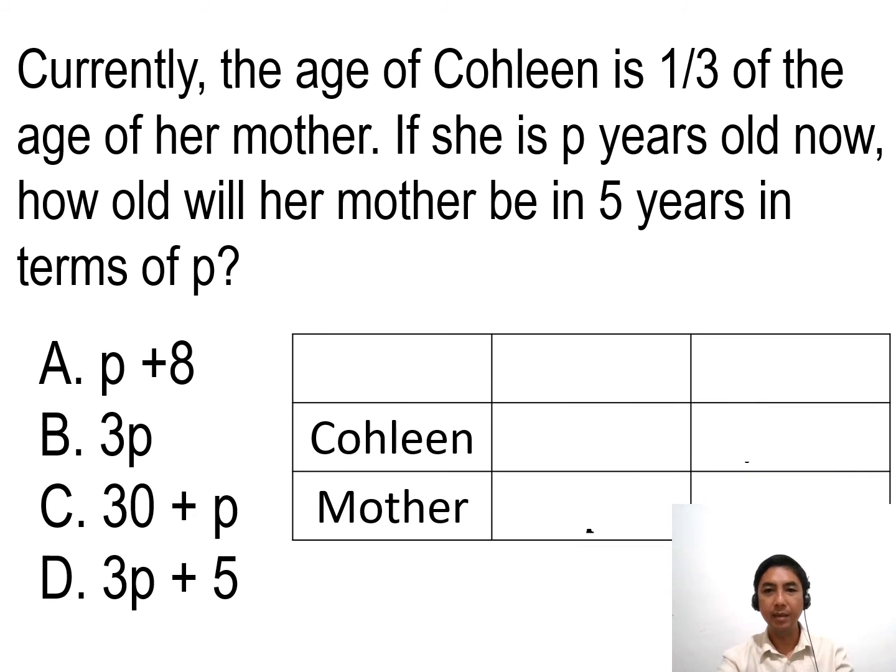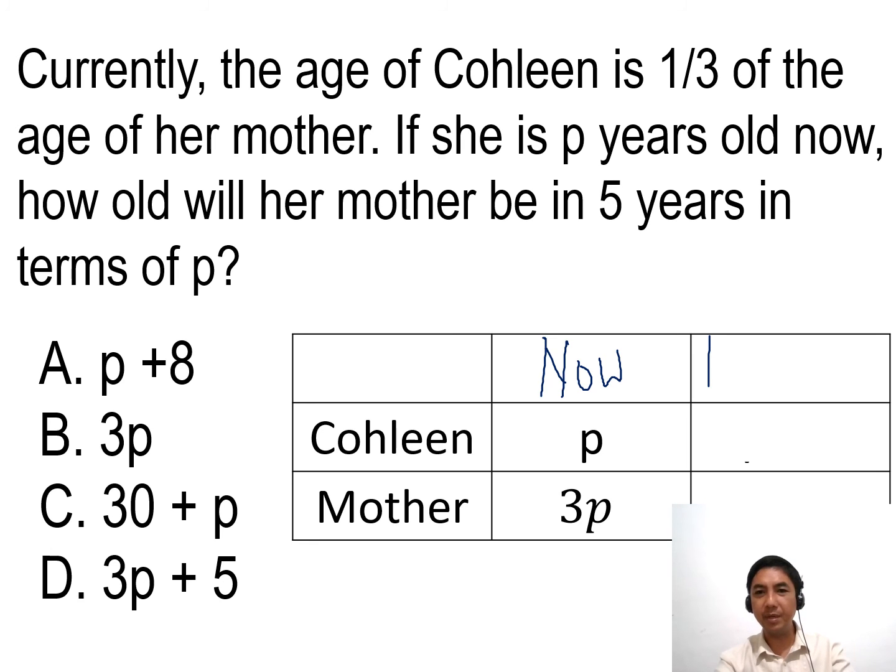Okay. First, we represent the age of Colleen as P. P now. The mother will be 3P. Kasi nga po, ang nakalagay dito, ang age ni Colleen is 1/3 of the age of the mother. In other words, 3 times the age of Colleen will be the age of the mother. P si Colleen, so 3 times P will be the age of the mother.